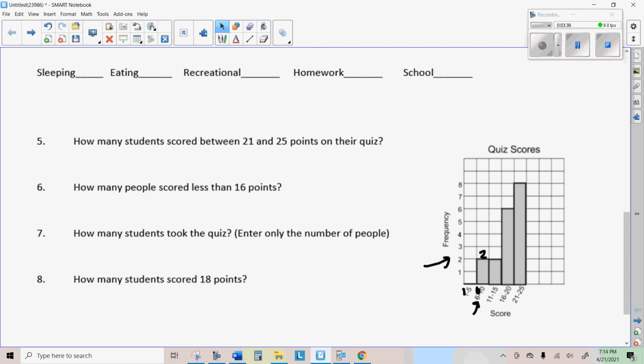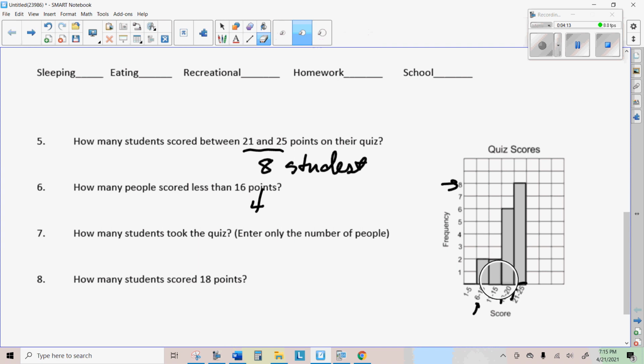Okay, so if we're asked how many students scored between 21 and 25, that's this bar. 21 is actually that spot right there. And then we just look at the height of the bar, which is 8. How many people scored less than 16? Here you have to know that the 16 is the beginning of the bar. So the ones that scored less than 16 are these two bars here. 2 plus 2 is 4.